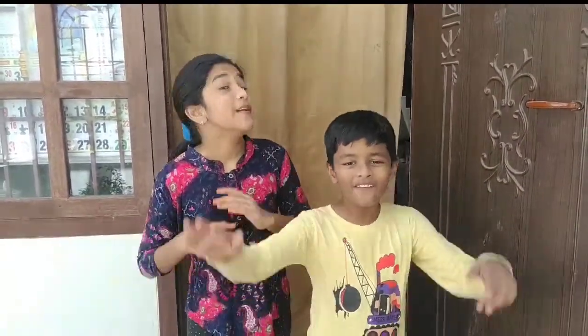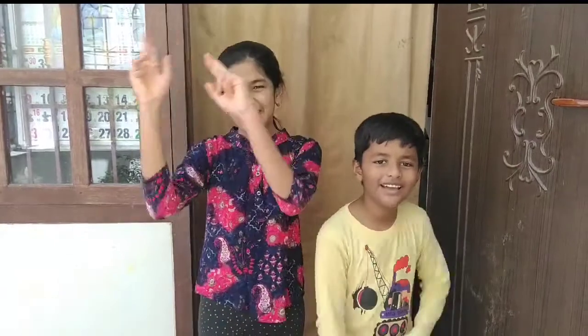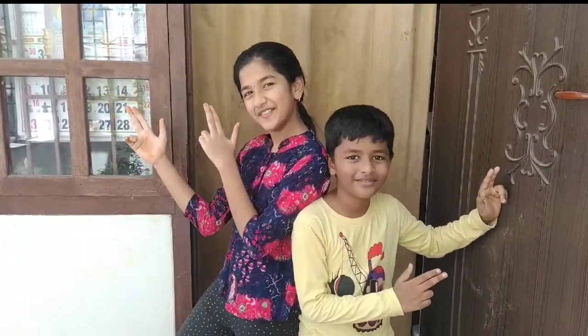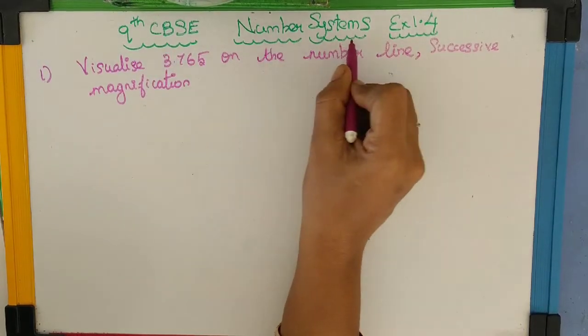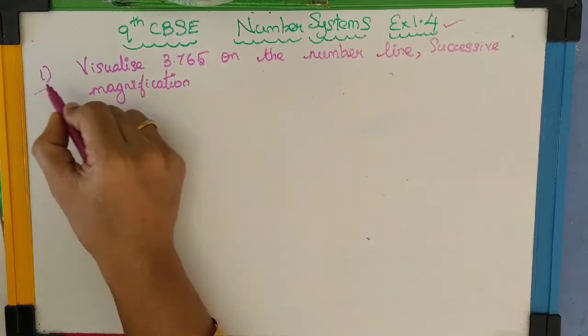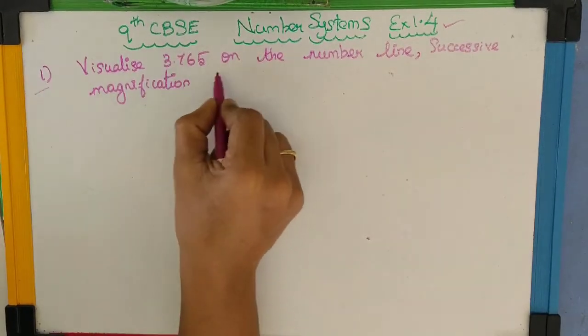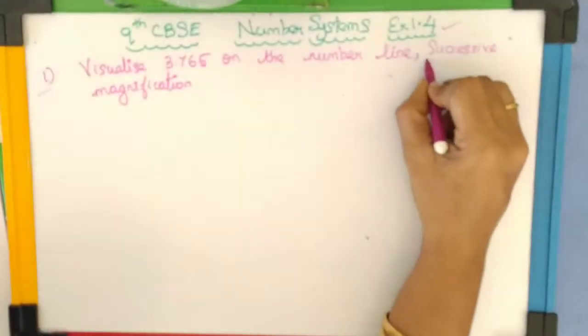Today we will be learning exercise 1.4 from the chapter Number Systems. Let's do it now. Hi everyone, today we are going to see 9th CBSE Number Systems exercise 1.4. First question is, we have to visualize 3.765 on the number line by successive magnification.